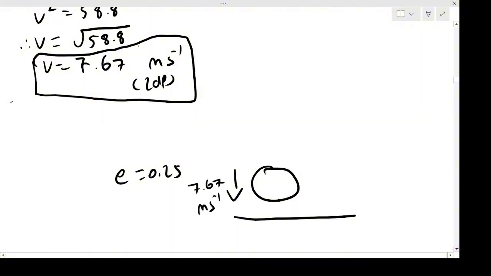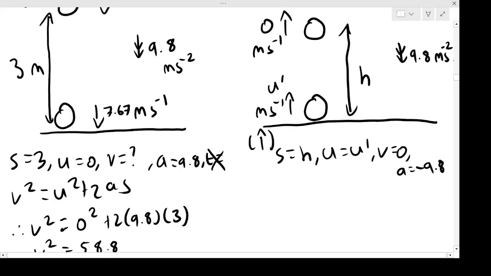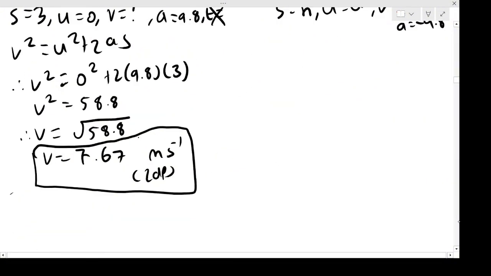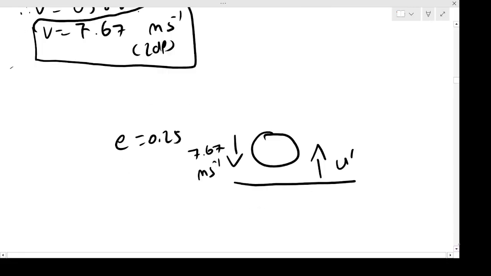And then it's going to bounce up off the floor with this speed U dash. Okay, hopefully happy with that. So these are the speeds before and after it hits the floor. Okay, hopefully you can see that here, the before and after. Hopefully that makes sense.